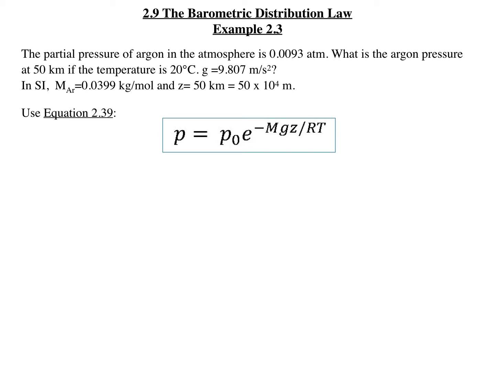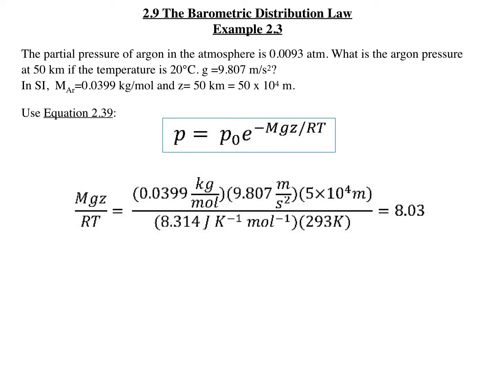Then we use equation 2.39, which is the barometric law. P equals P0 e to the power minus M, the molar mass, g, acceleration due to gravity, z, the height of the gas column, divided by R and temperature T. So in this sort of situation it's easier to first calculate the exponent and then substitute into the equation. The exponent we have is Mgz over RT.